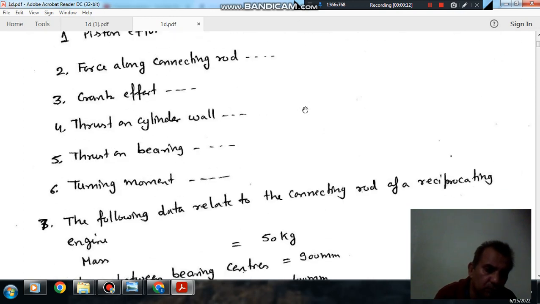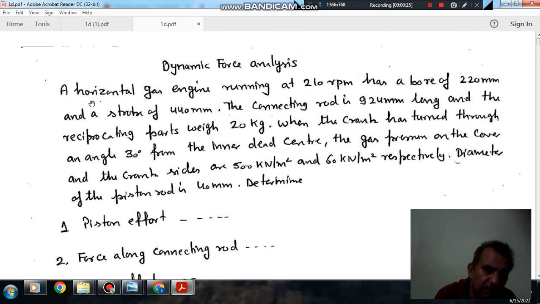Question number 1 to 6 carries a common statement. The statement is: a horizontal gas engine running at 210 rpm has a bore of 220 mm and a stroke of 440 mm. The connecting rod is 924 mm long and the reciprocating parts weigh 20 kg. When the crank has turned through an angle 30 degree from inner dead center, the gas pressure on the cover and crank side are 500 kilonewton per meter square and 660 kilonewton per meter square respectively.